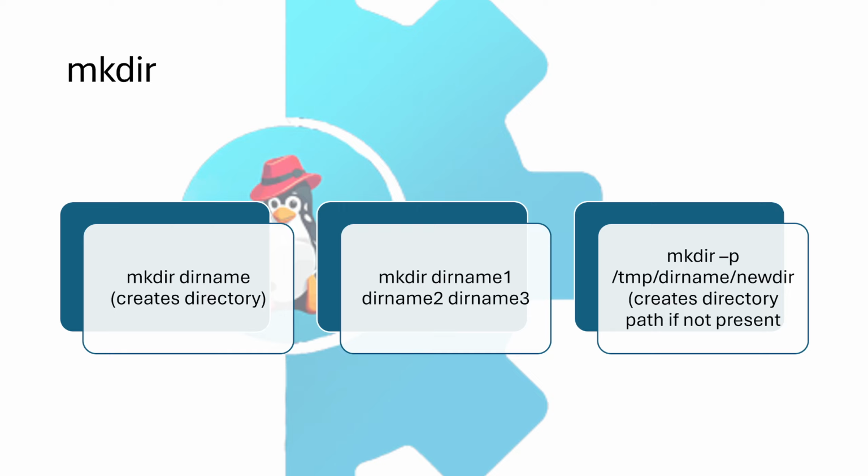You can use the -p flag to create a path if the full path doesn't exist. So let's say you want to create a directory at /etc/http/config. You're not sure if http and config are already present within etc. So what you do is run mkdir -p and then the full path of the directory you want to create. If the parent directories are not present, it'll create them for you.